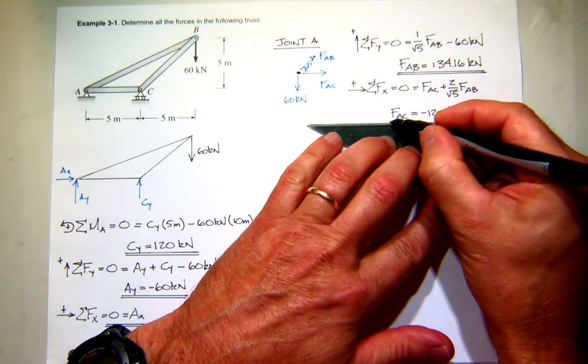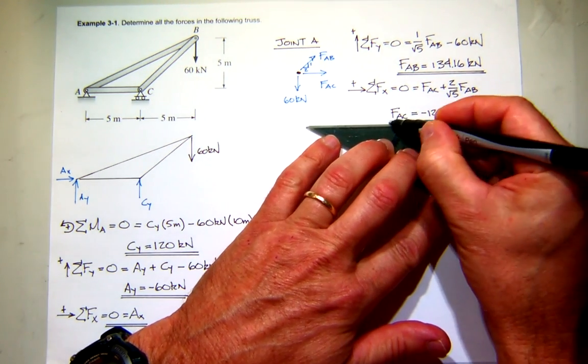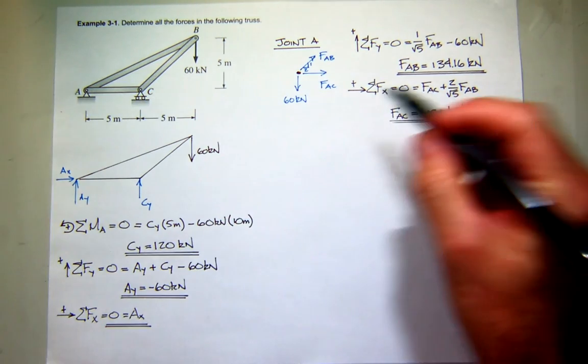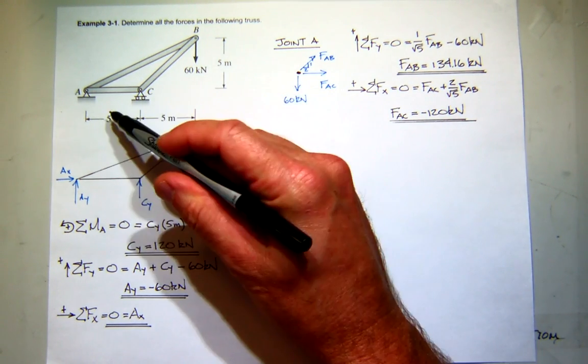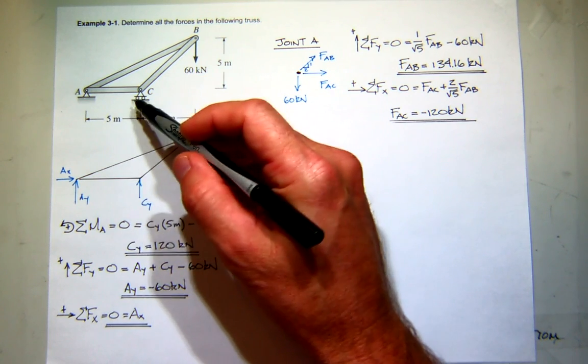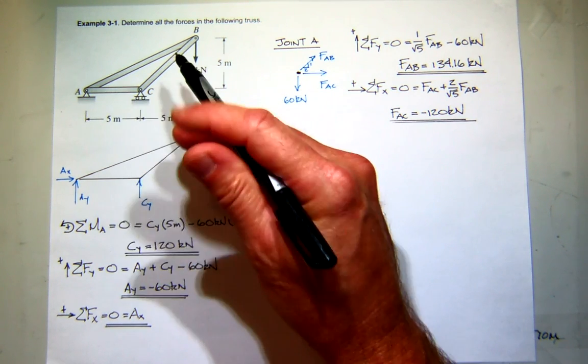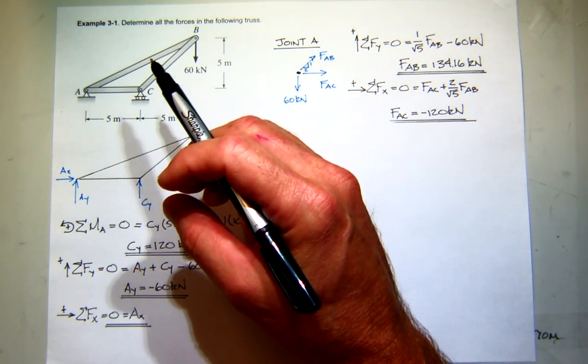So does it make sense that AC is in compression? Well, as I pull down on this, do you think C is going to move to the right or to the left? It's going to move to the left, so that means that AC is going to get smaller. It's going to compress. So compression seems to make sense.